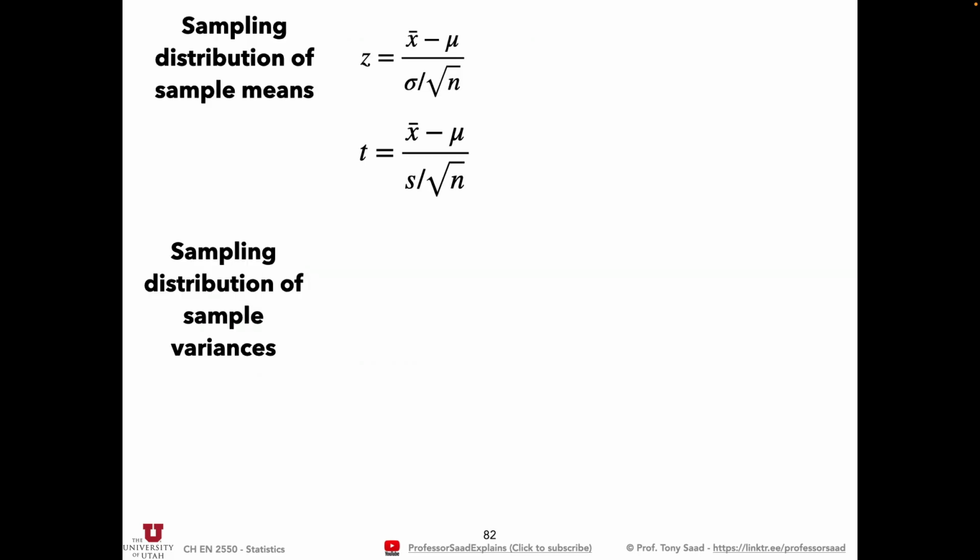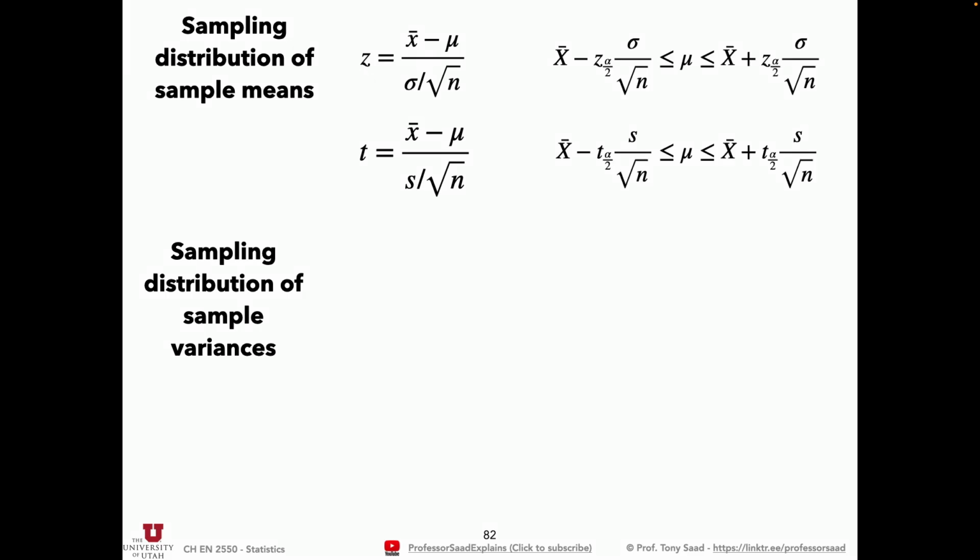And remember, this is what we had for sample means, and that allowed us to invert these formulas, the z value and the t value, to extract from them an error margin, because x bar minus mu is an error, correct? It's a form of error.